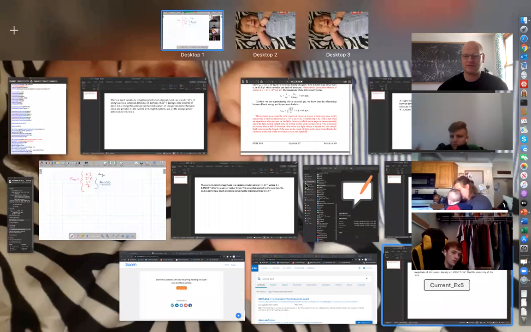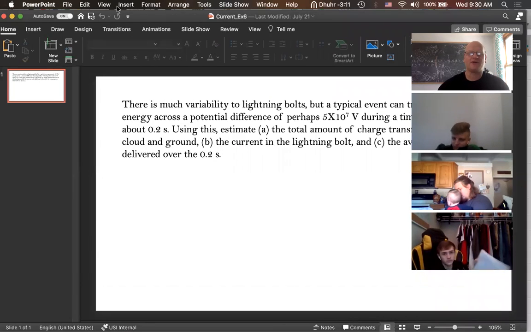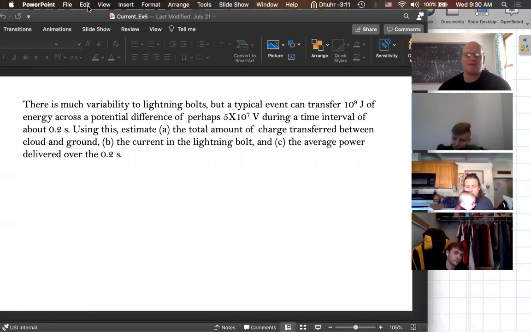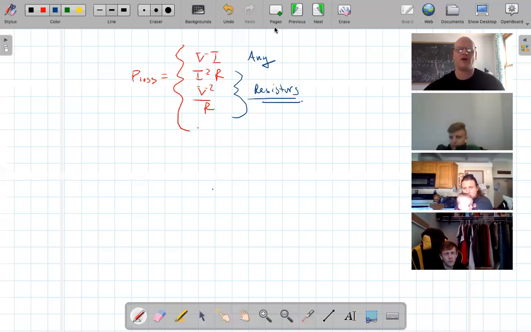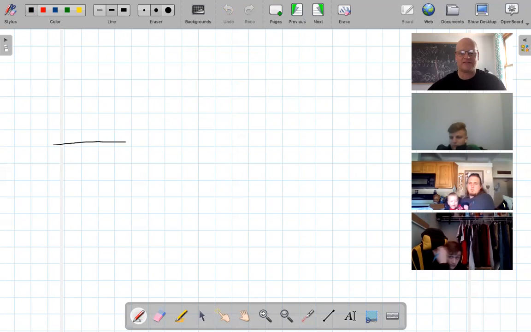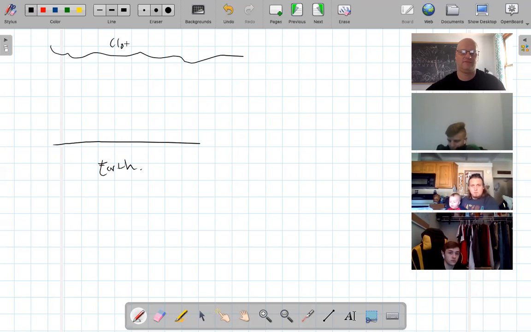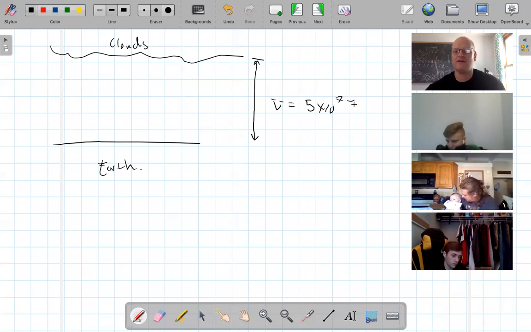Number 6. There is much variability in a lightning bolt, but a typical event can transfer about 10 to the 9th joules of energy across a potential difference of 5 times 10 to the 7th volts during a time frame of about 0.2 seconds. So let's draw what's happening here. Basically, here's the Earth. Here are the clouds. And between the Earth and the clouds, you get a potential difference of V, which is equal to about 5 times 10 to the 7th volts.